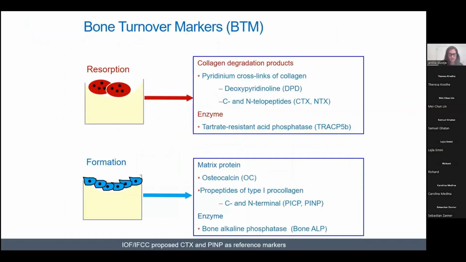I'm not going to spend too much time on the basics of the bone turnover markers and the different bone formation and bone resorption markers today due to the lack of time. But in my talk, you'll notice that further on, I focus more on P1NP, which is a bone formation marker, and CTX, the bone resorption marker, as these are the markers most reliable in measurement and being proposed by the International Osteoporosis Foundation and IFCC.